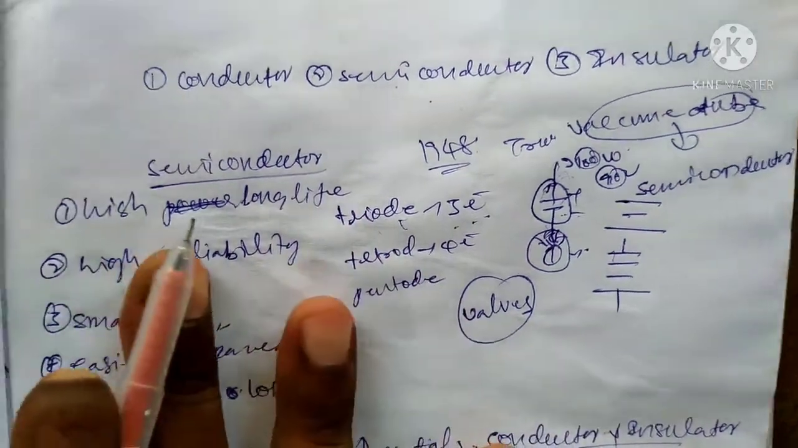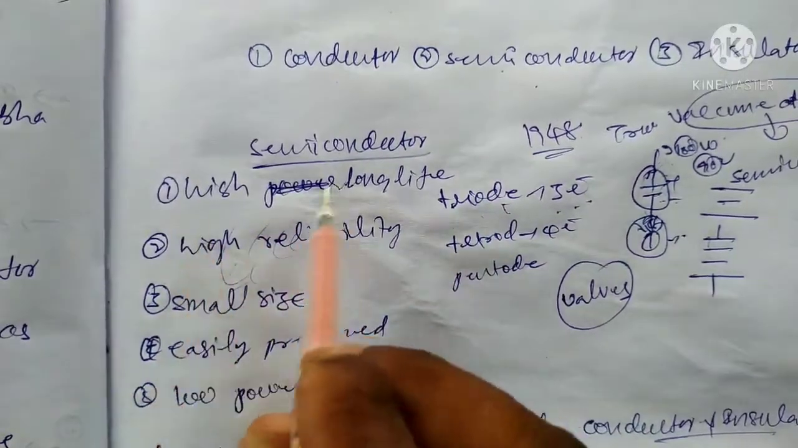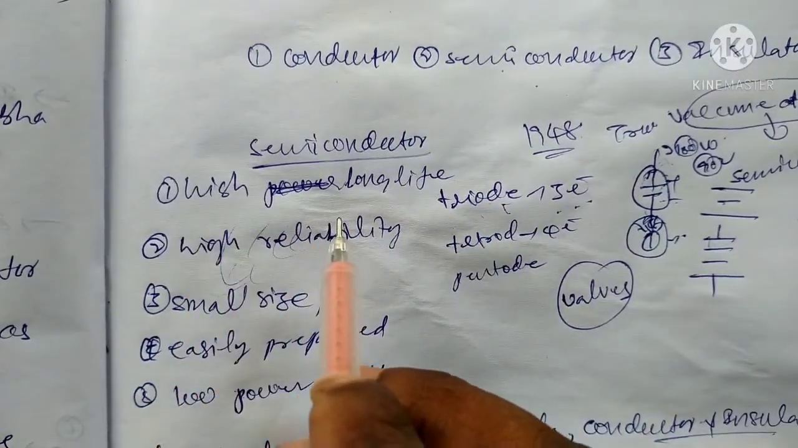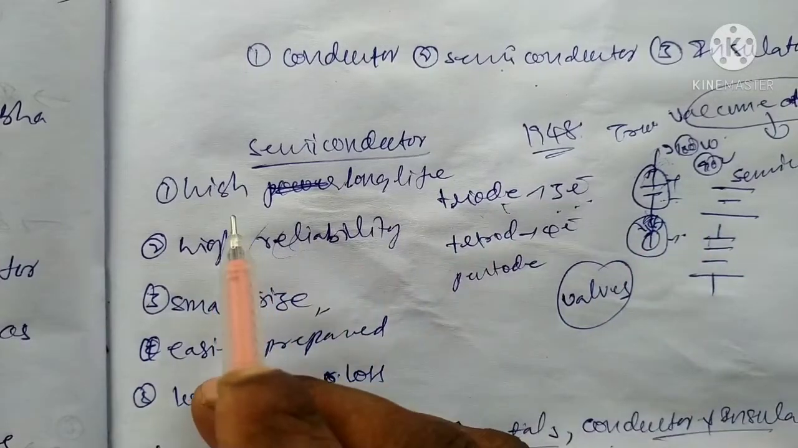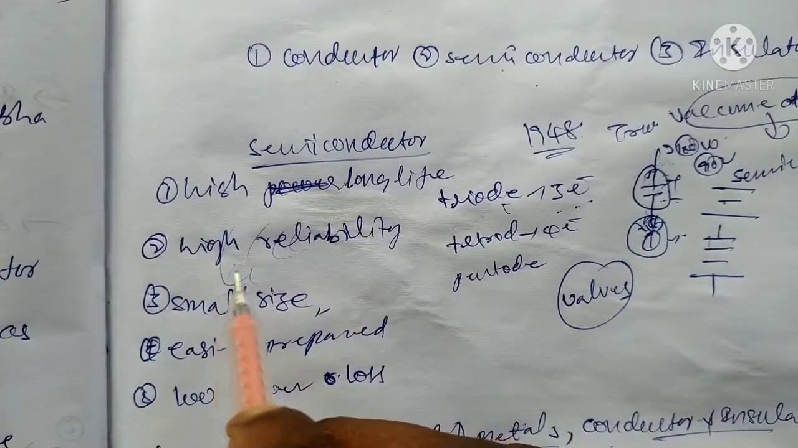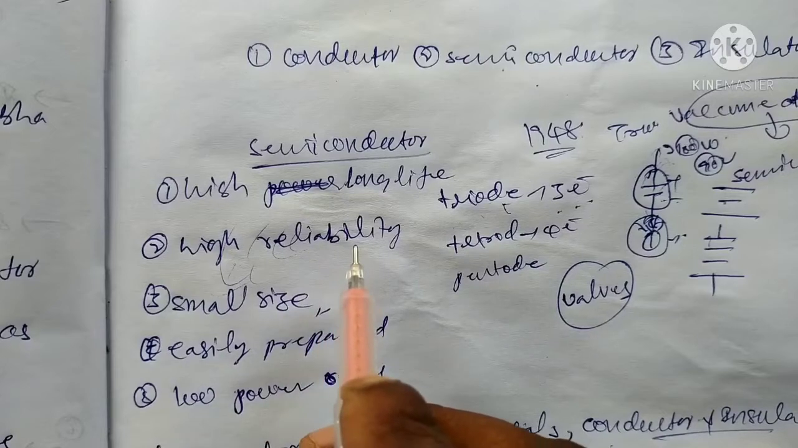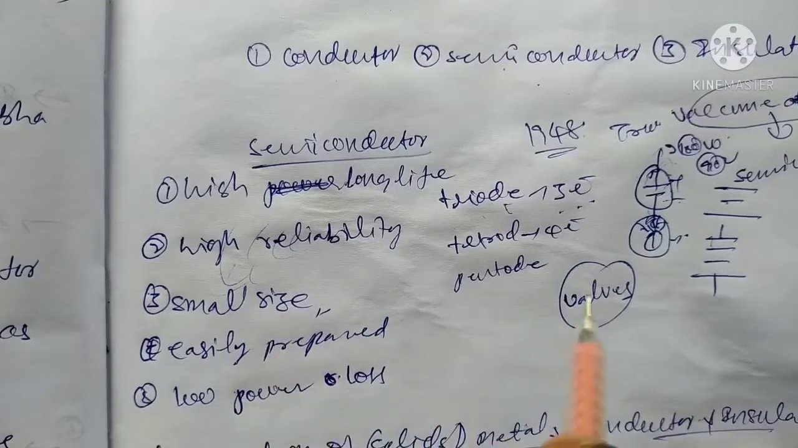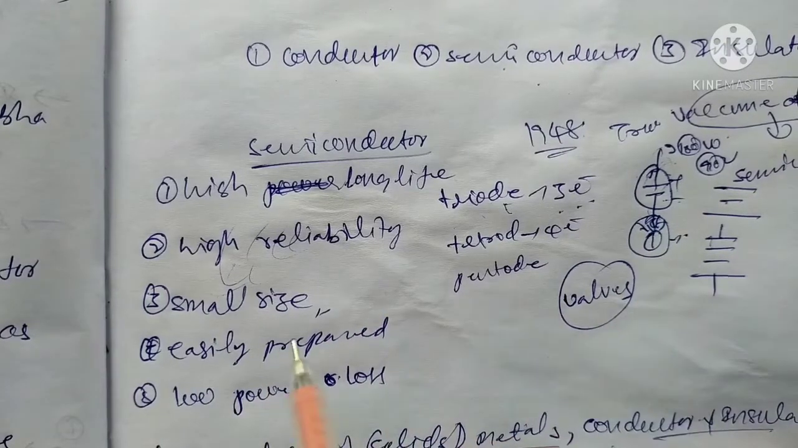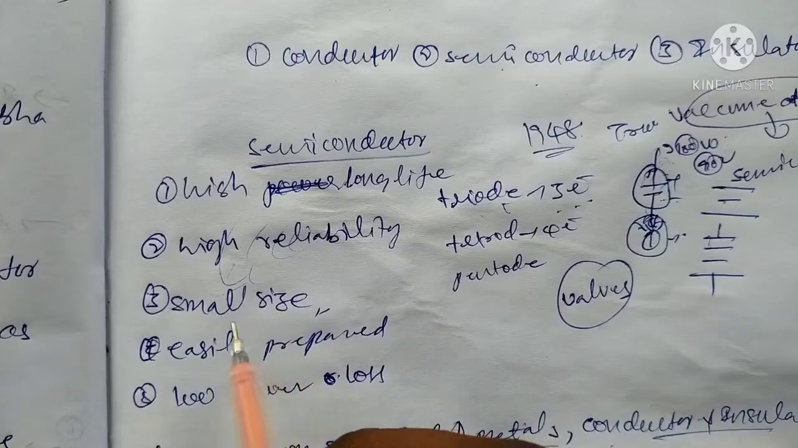What is the advantage of semiconductors? They have a long life compared to vacuum tubes, which have a short life. They have high reliability, and the configuration is high. They have high resolution and small size. Vacuum tubes are big in size, while semiconductor devices are small.